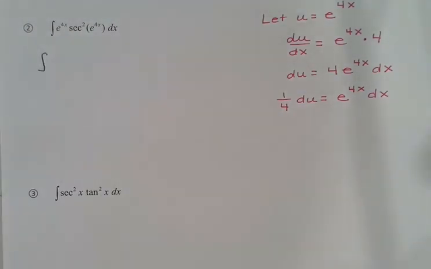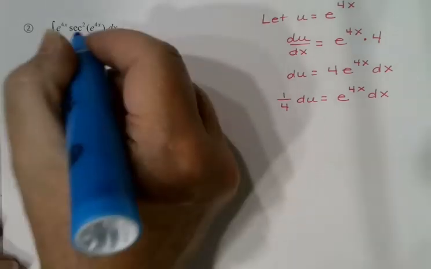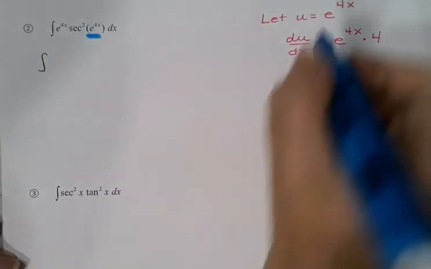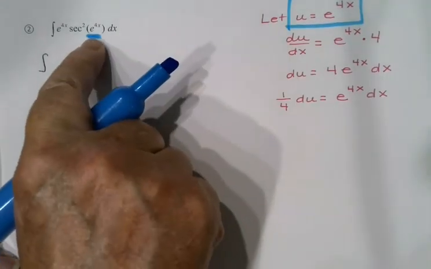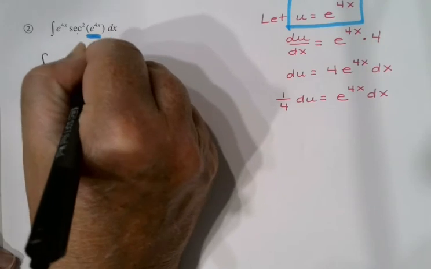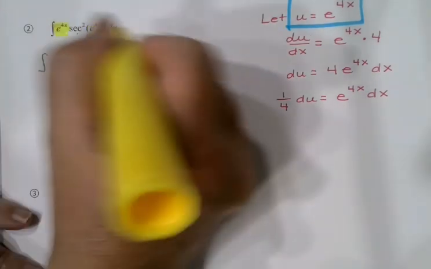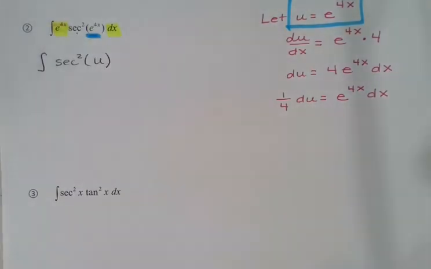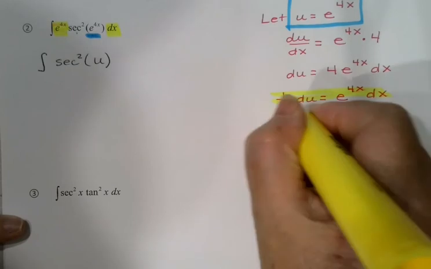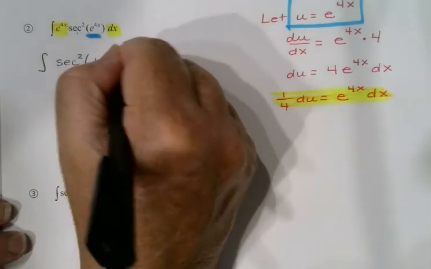Coming back to my integral, I need to be a little bit careful here. I have that e to the 4x in 2 places, but it's only an inner function here. So I'm going to replace just this e to the 4x with u. So I'll have secant squared of u. Now I still have this other e to the 4x and the dx out here, and together I can make this replacement for the 1/4 du. So times 1/4 du.